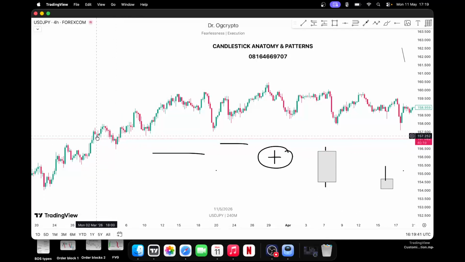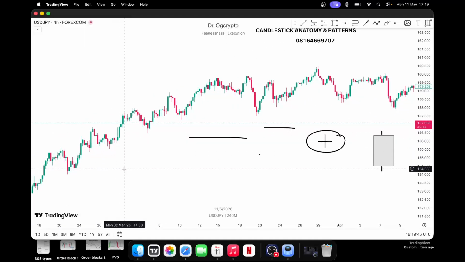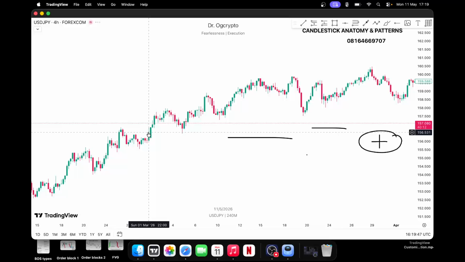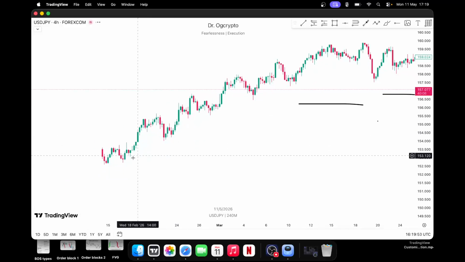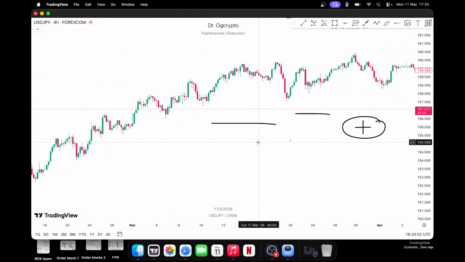This one is a momentum candle. This is an example of a rejection candle. You can see it has a long wick but a short body. So a rejection candle has a long wick and a small body. So those are the types of candlesticks that we have.